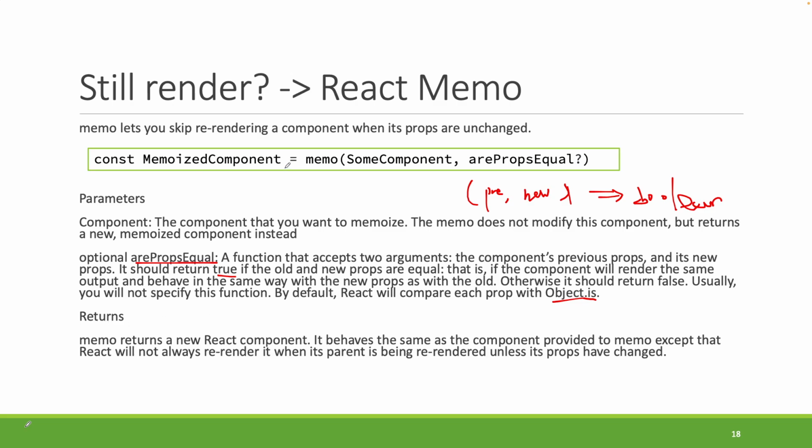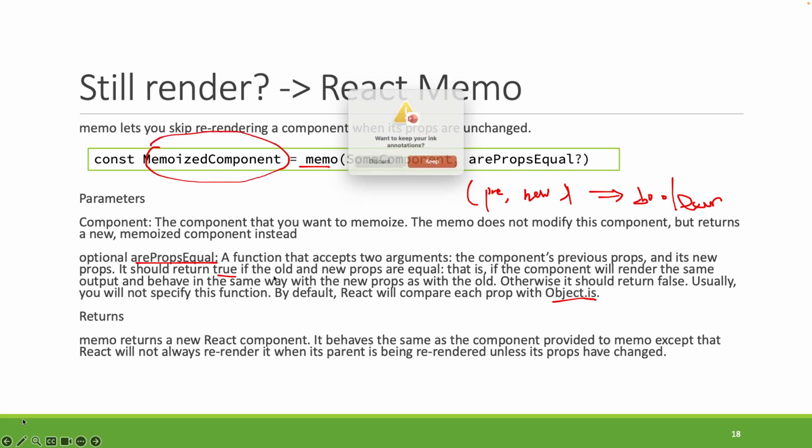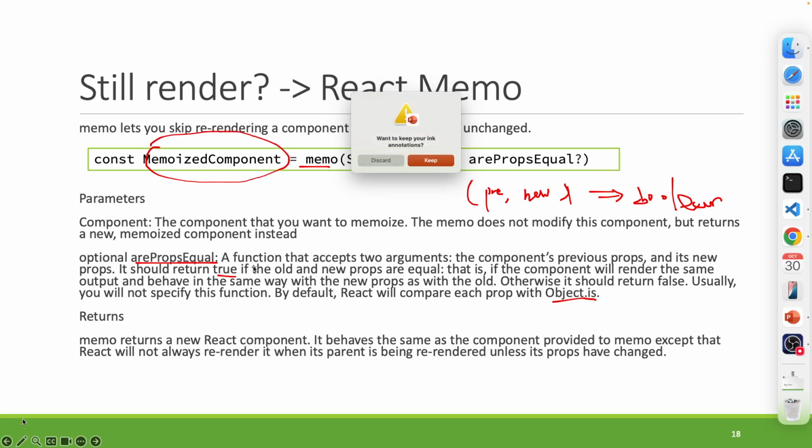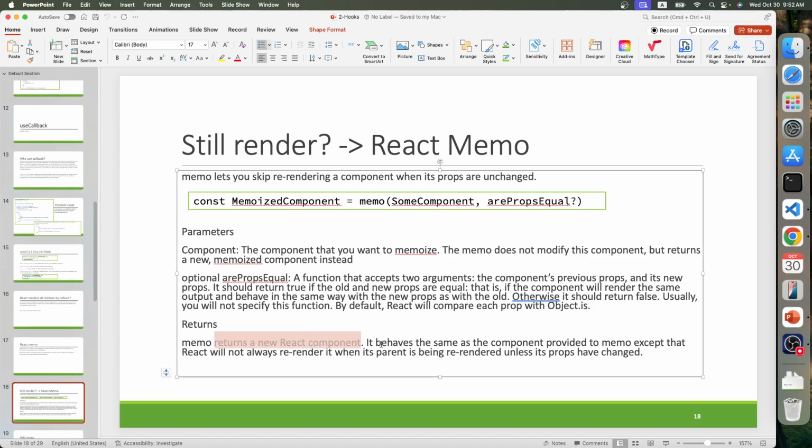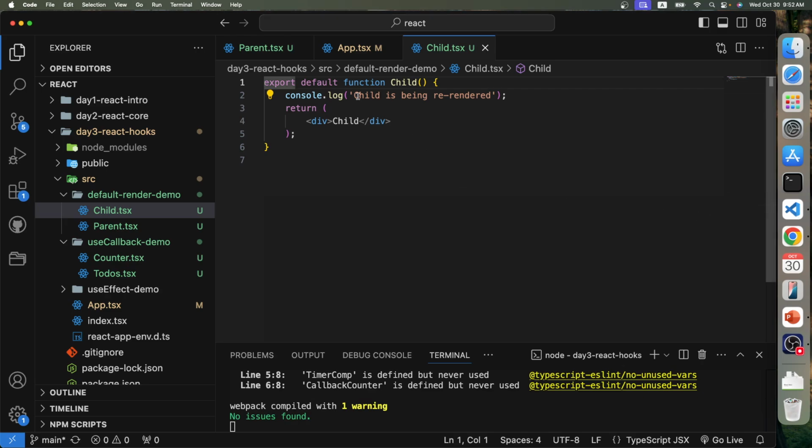So memo returns the memoized component, then you export it. I forgot to say: memo returns a new React component. It behaves the same as the component provided to memo, except React will not always re-render it when the parent is re-rendered, unless its props have changed. Okay, so to solve the problem, what we can do is do it this way.